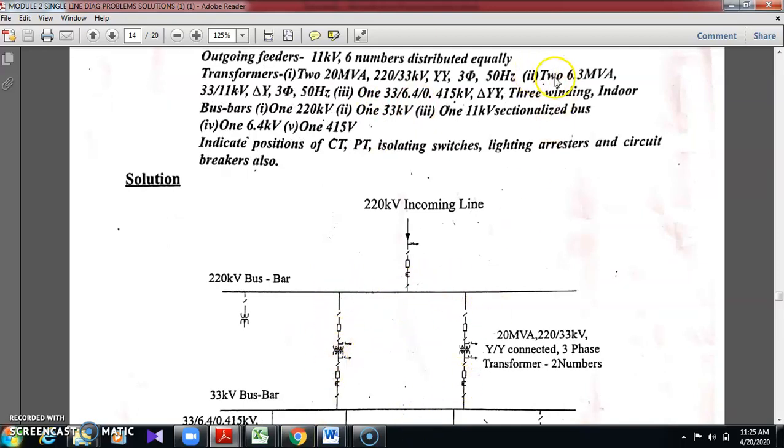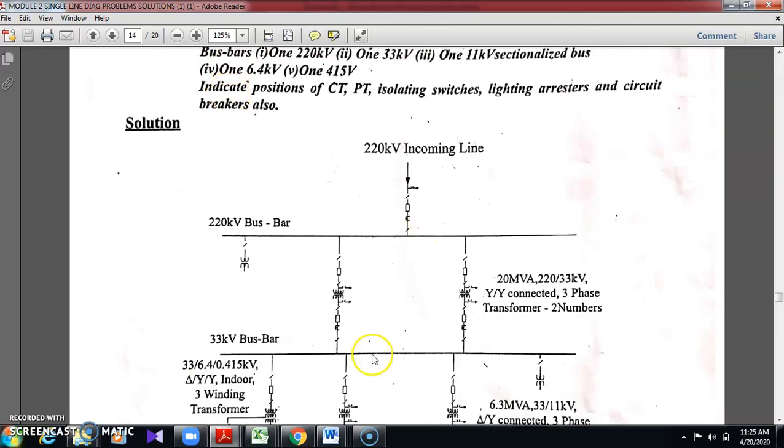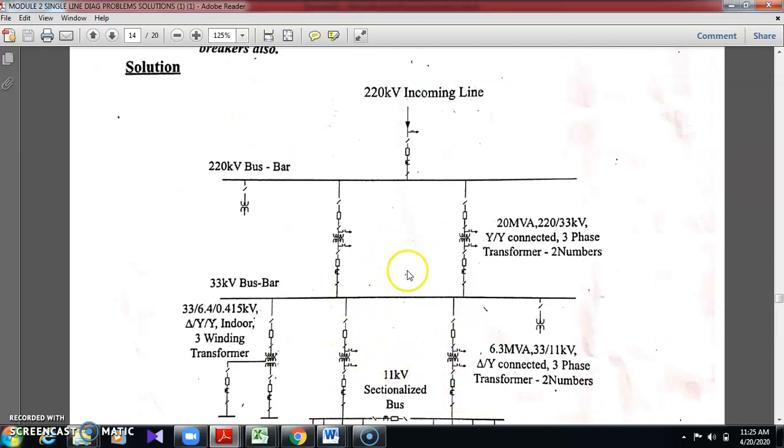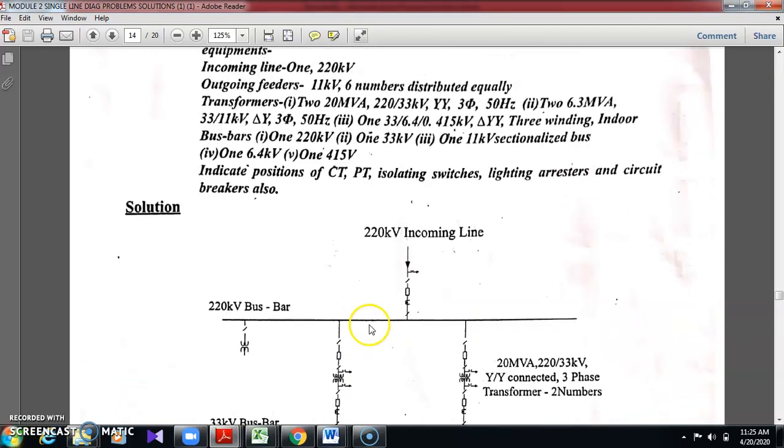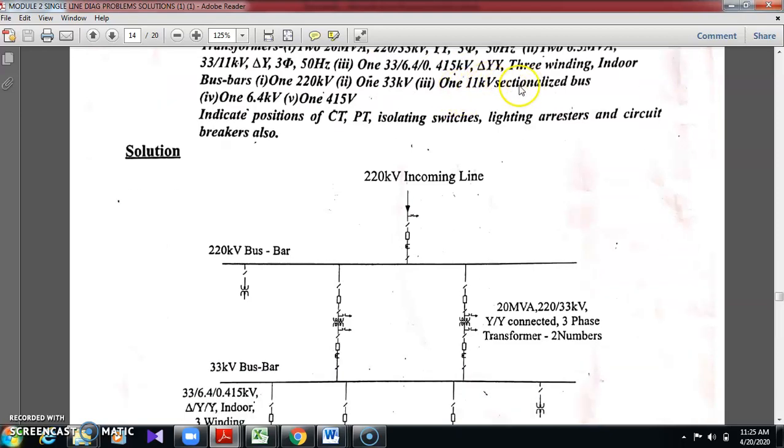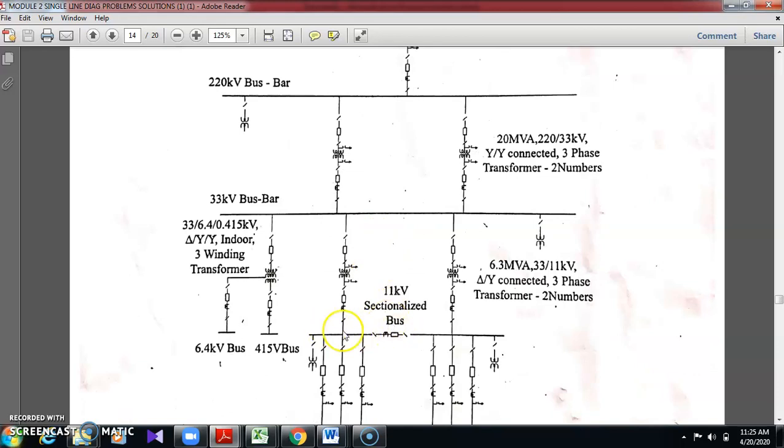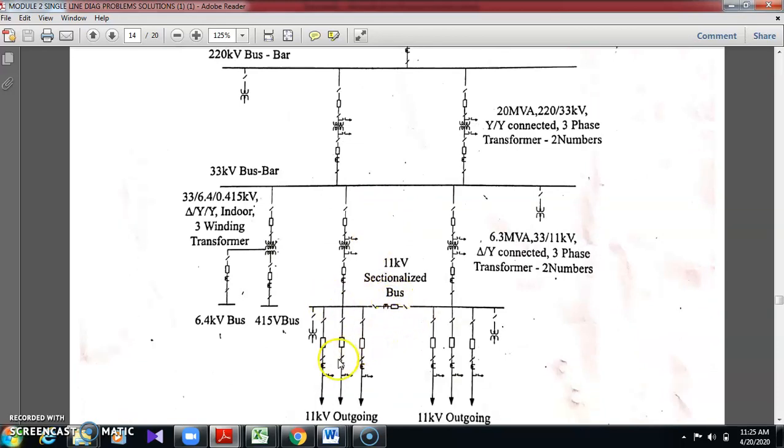And then again there are two 6.3 MVA, 33 by 11 kV transformers. From this 33 kV bus bar, again two transformers 33 by 11 kV. From this 11 kV, outgoing line feeders, 6 numbers distributed equally. But what they told, one 11 kV bus bar is sectionalized. This 11 kV bus bar is sectionalized and 6 outgoing lines are individually distributed.